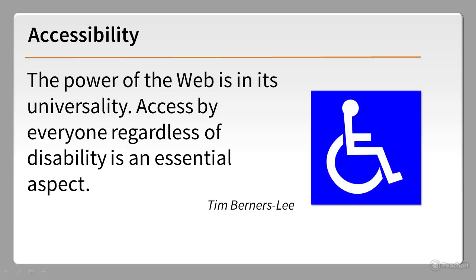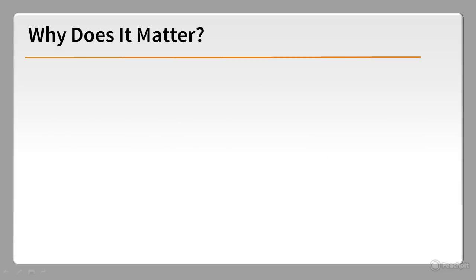In this lesson, I'm going to talk about accessibility, an important subject that could save you or your employer a lot of money. Accessibility is all about ensuring your website can be used by everyone, even if they're disabled. The founder of the World Wide Web, Tim Berners-Lee, put it like this: "The power of the web is in its universality. Access by everyone, regardless of disability, is an essential aspect."